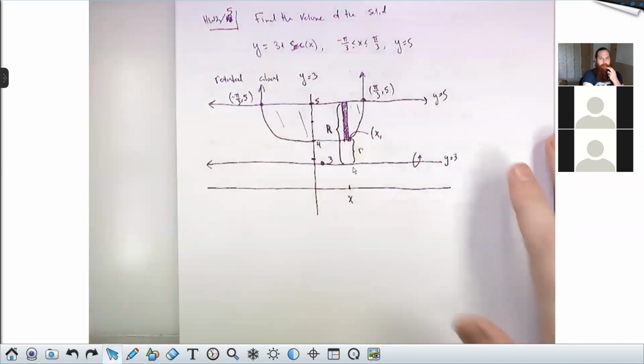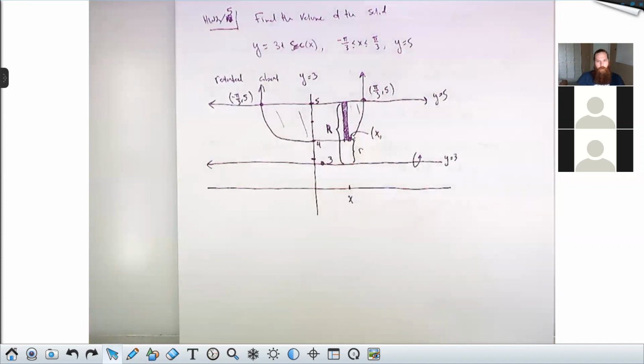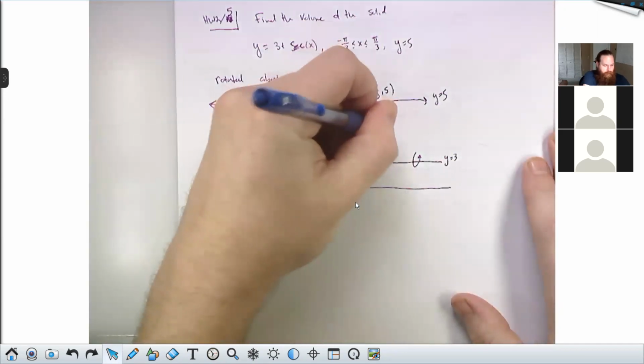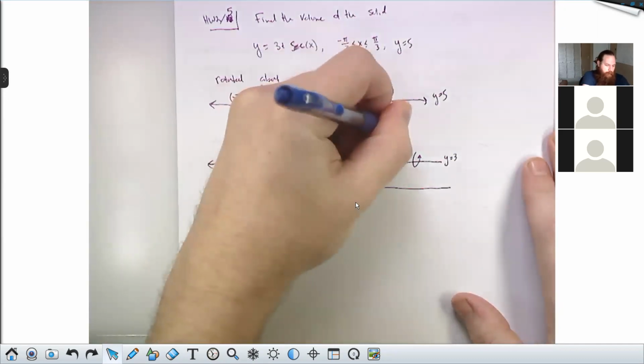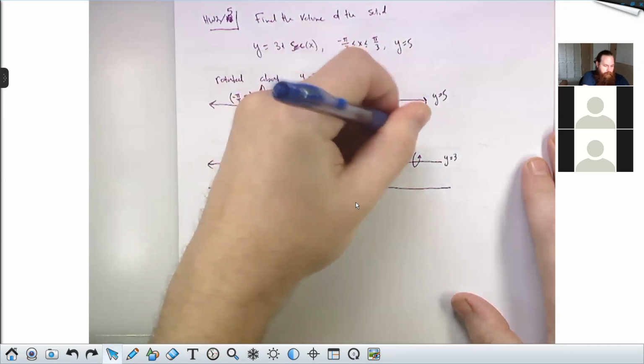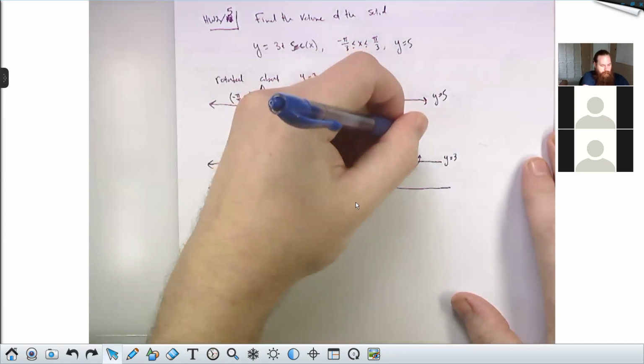what? What is the y coordinate right here along the curve y equals 3 plus secant x, whose x coordinate is x? Yeah, good. 3 plus secant x. So this point is x comma 3 plus secant x.